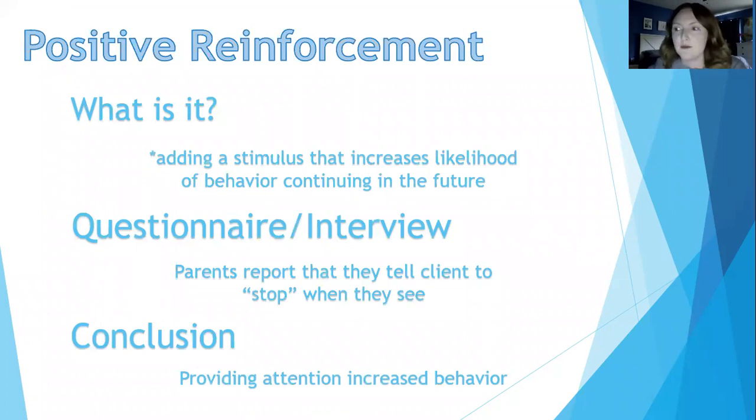Positive reinforcement is when there is a stimulus added in order to increase the likelihood of a behavior occurring in the future. When conducting an in-person interview and questionnaire with the client's parents, they reported when they observe the behavior happening at home, they will look at the child and tell them to stop. They also report that there are times the child will look at them, the parents, and then insert their hand down their pants after making eye contact and smiling while they do it.